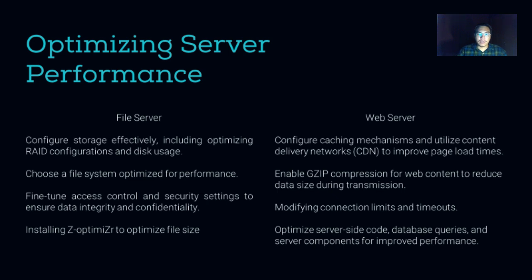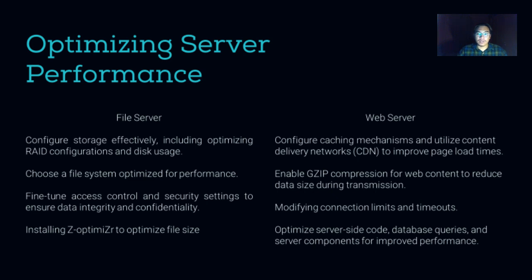Next, we can fine-tune access control and security settings to ensure data integrity and confidentiality. Lastly, we can install ZOptimize to optimize file size. The file server optimization tool shrinks all the Microsoft Office and image files on the server without changing their format.